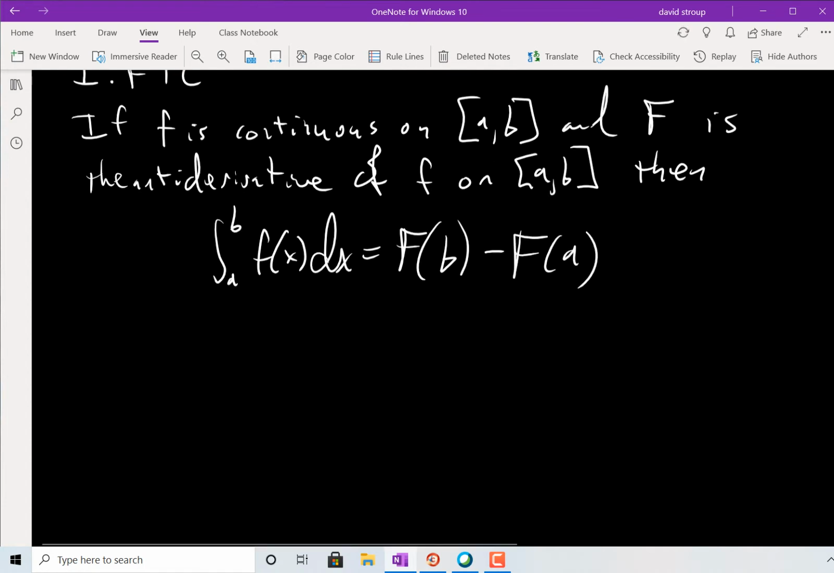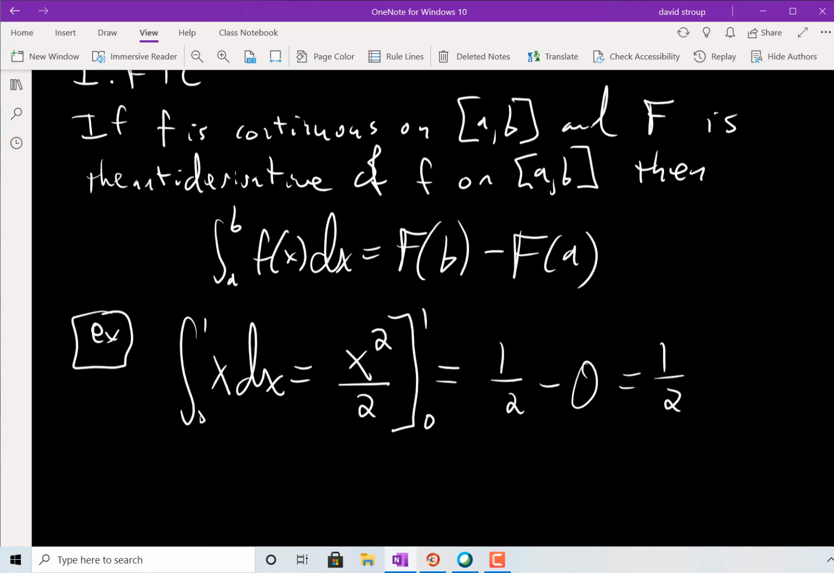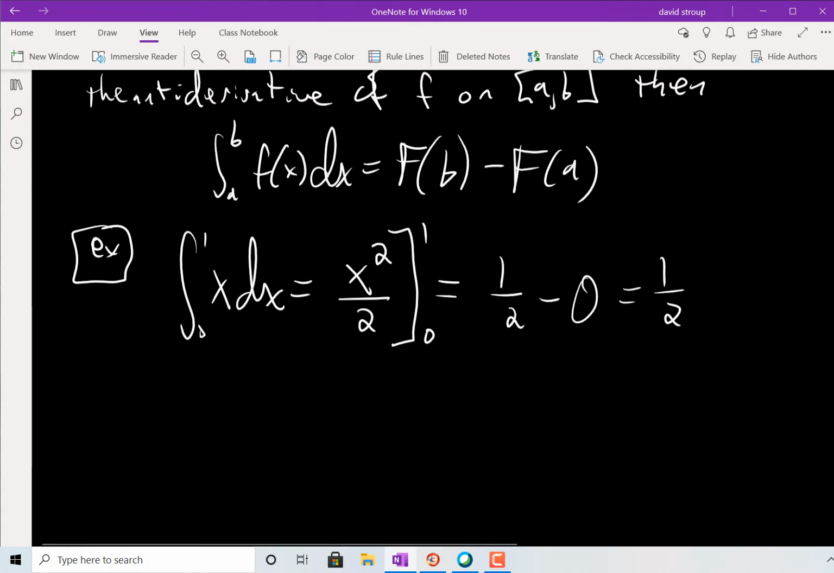Okay, so let me just show you the power of this. For example, the integral from 0 to 1 of x dx. To evaluate this, first we're going to need an antiderivative. The antiderivative of x is x squared over 2. Then I'm going to evaluate that from 0 to 1. So you plug in 1, and you get 1 squared over 2, which is 1/2. Then plug in 0, so you get 0 over 2, which is 0, and you get 1/2. So that's a lot quicker than all of this limit and finding weird sums, and a lot easier, right?